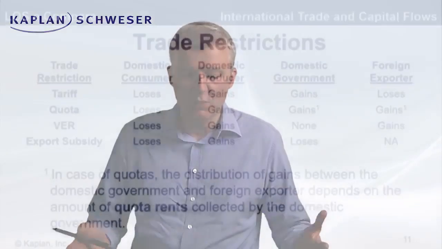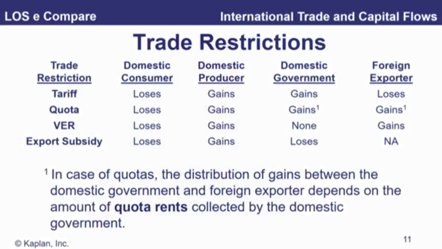All right. Here's the table I mentioned earlier. I think that diagram helps explain, just kind of puts it in your head. But every single candidate in the world who's done any work on this Forex, this international economics reading, will have this table in their head. We have the tariff, quota, VER, and export subsidy, and what each does to your domestic consumers and producers, the government, and the foreign exporter. So let's make sure we're happy.